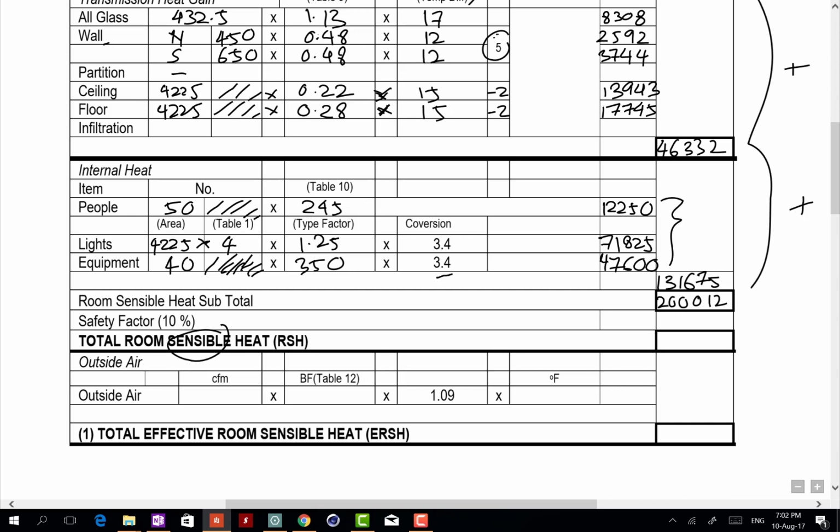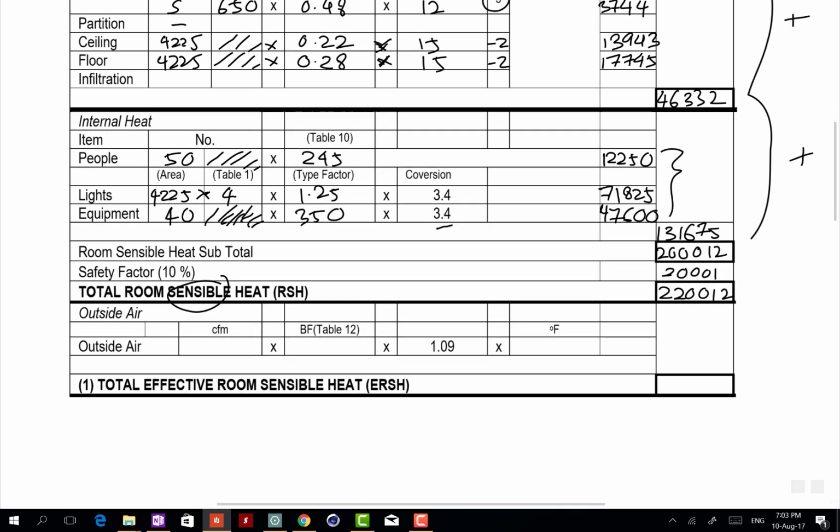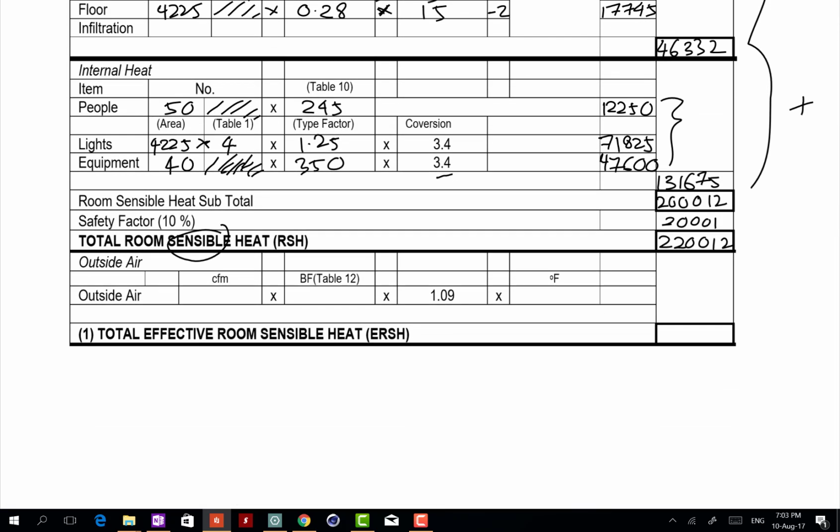Okay, so the safety factor is 10% from the previous value. 200,000, 10% is about 20,001. Okay, and then we add both, it becomes 220,012. So it's quite huge. Okay, the room sensible heat.